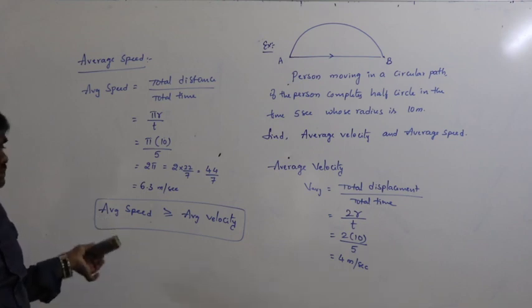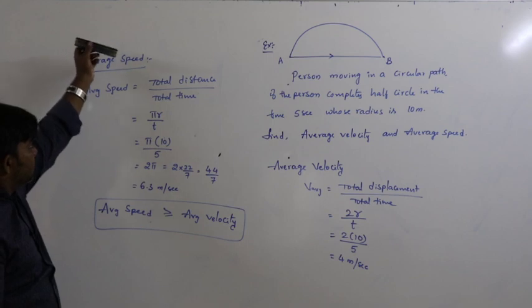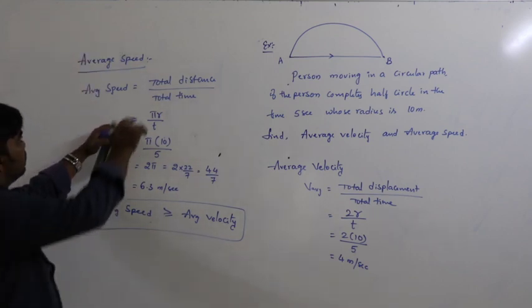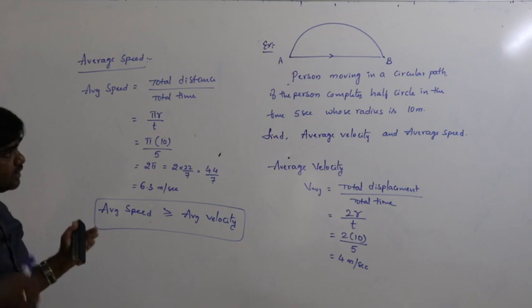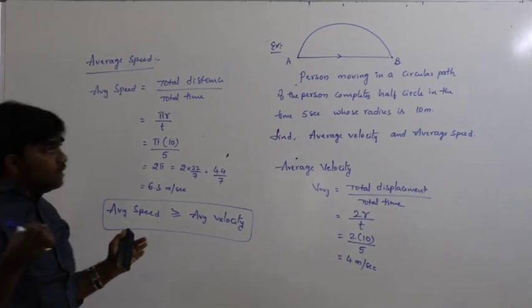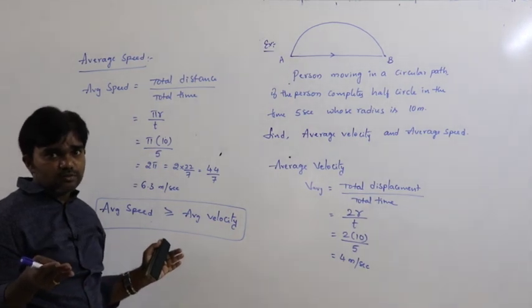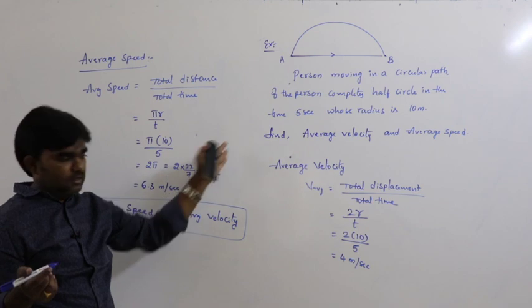So this is speed and velocity. Speed has 4 types: uniform speed, non-uniform speed, average speed, instantaneous speed. In the same way, velocity also has 4 types: uniform velocity, non-uniform velocity, average velocity, instantaneous velocity. And we saw how to calculate the average speed and average velocity like this.